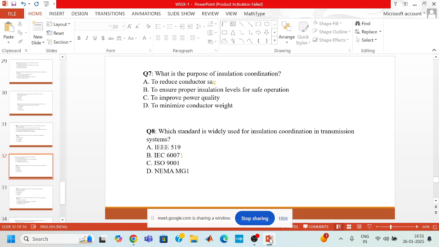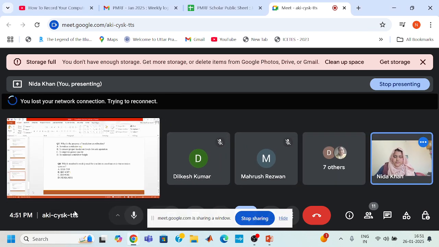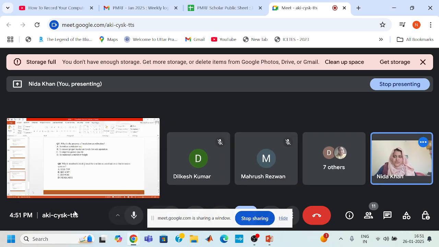So why are we doing insulation coordination? What is the purpose of insulation coordination? First is to reduce conductor sag. Second is to ensure proper insulation levels for safe operation. Third is to improve power quality. Fourth is to minimize conductor weight.